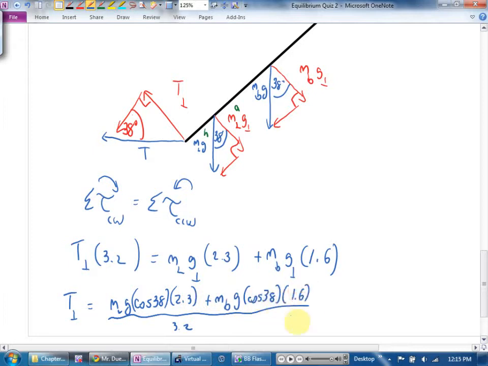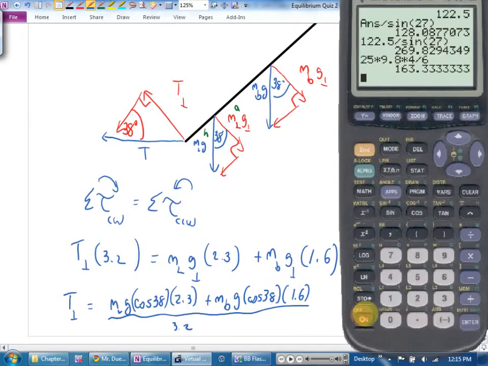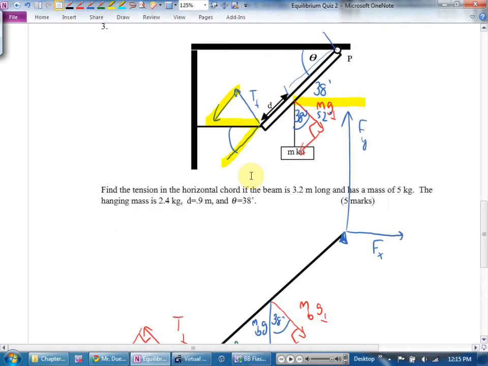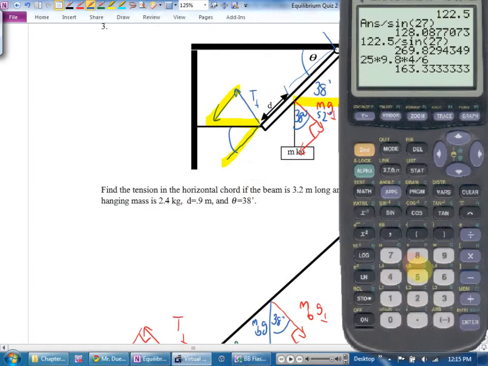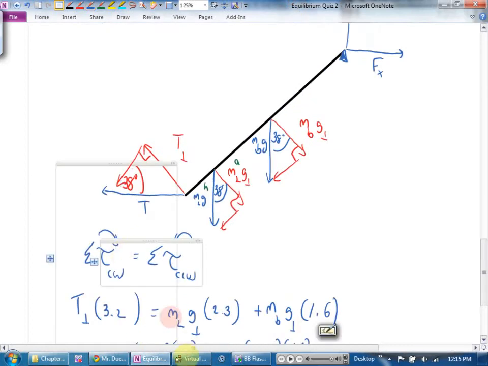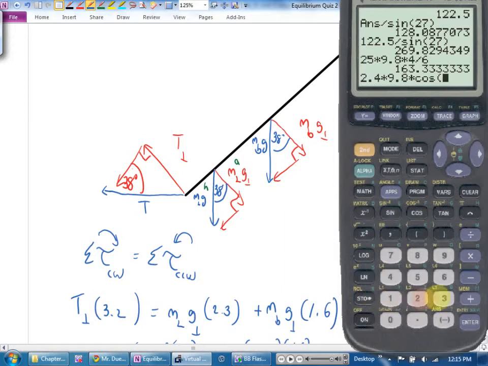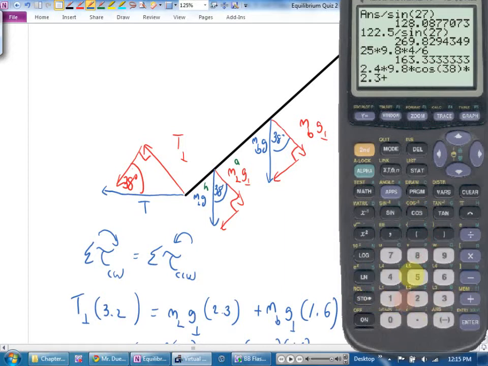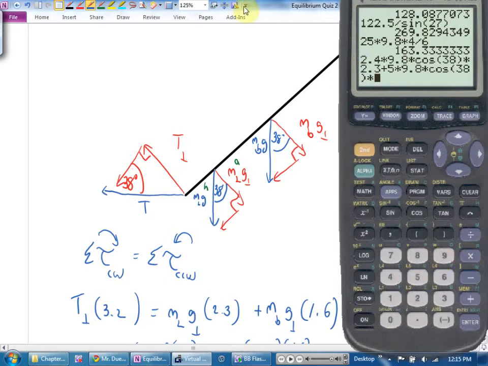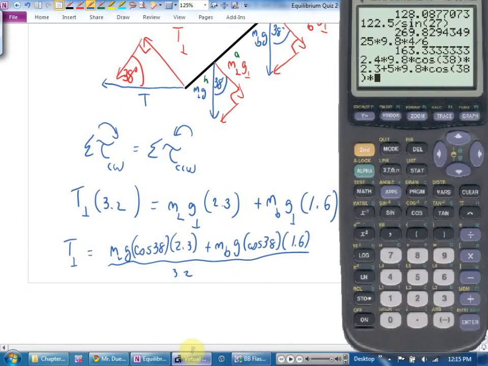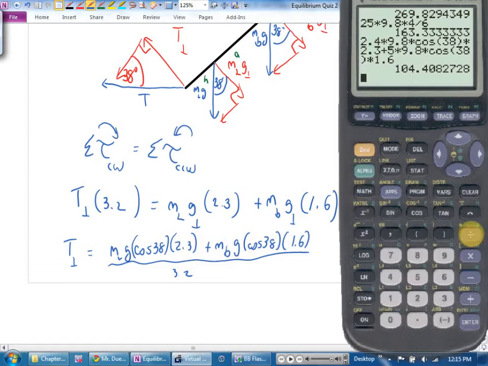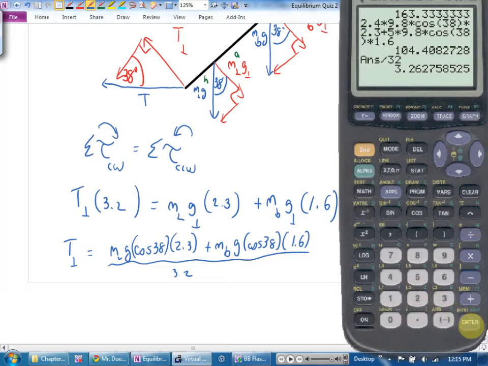Time for my trusty calculator. I've forgotten the masses. 5 kilograms, 2.4. Okay. 2.4 times 9.8 times cosine of 38 degrees times 2.3, and 5 times 9.8 times cos of 38 times, what was the distance for the 5 kilogram mass of the beam? 1.6. Double check: 2.4, 9.8, cos 38, 2.3, 5, 9.8, cos 38, 1.6, divided by 32. And I get tension perpendicular is 3.2628.